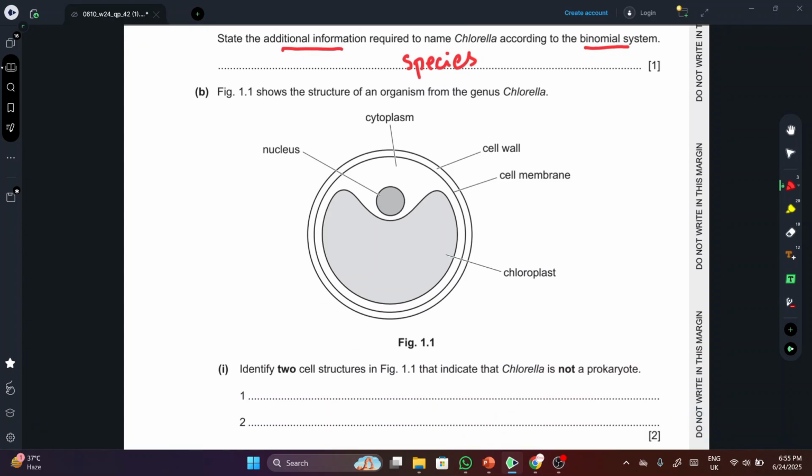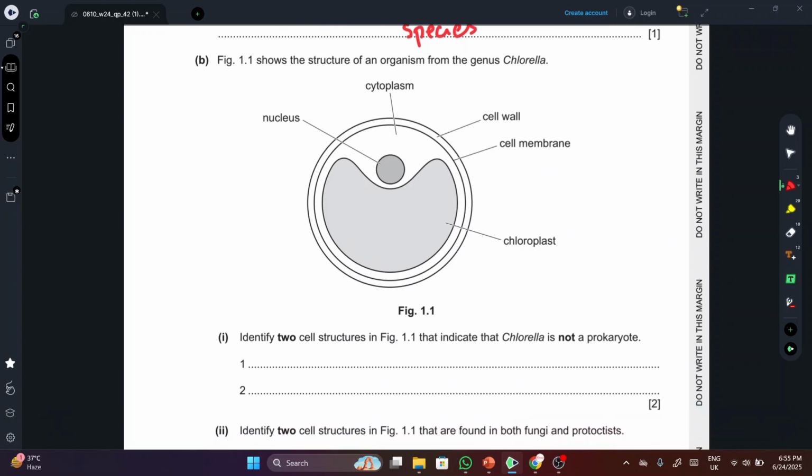The second B part is they have given the structure of chlorella, the organism chlorella, which is a kind of alga, and identify the two cell structures indicate that chlorella is not prokaryote. Now think about the prokaryote. Suppose I am going to draw here a bacteria in which we have the DNA and there is no proper nucleus. So the two structures that indicate it's not prokaryote, the nucleus, because it have the nucleus, that's why it's not a prokaryote. The second structures here, no membrane bound organelles.